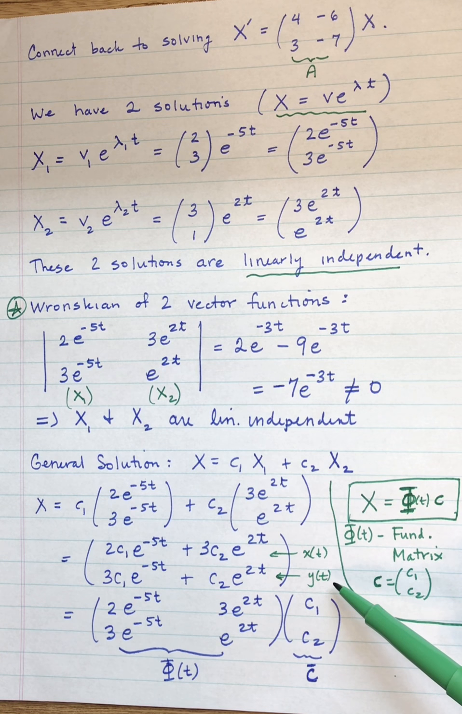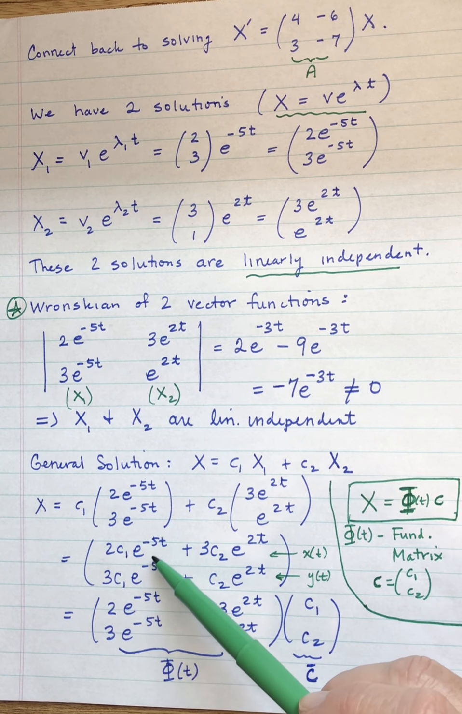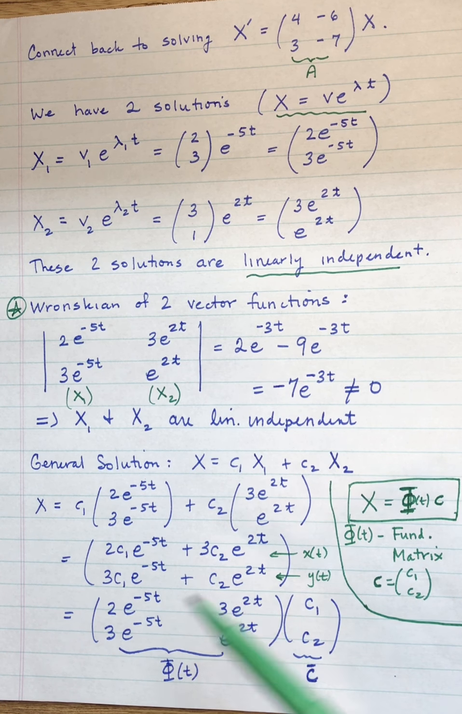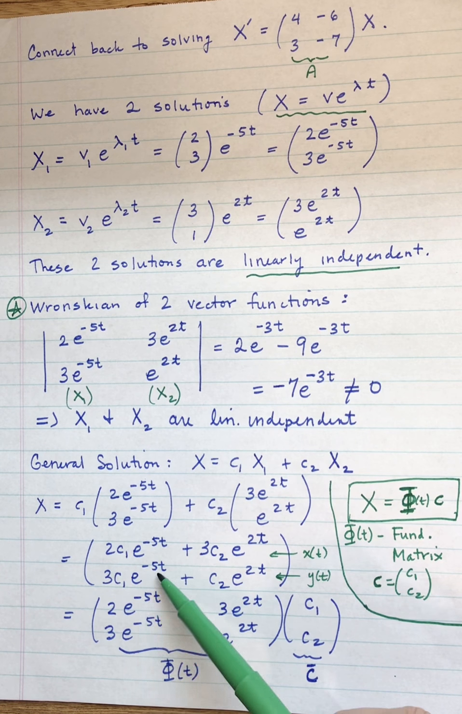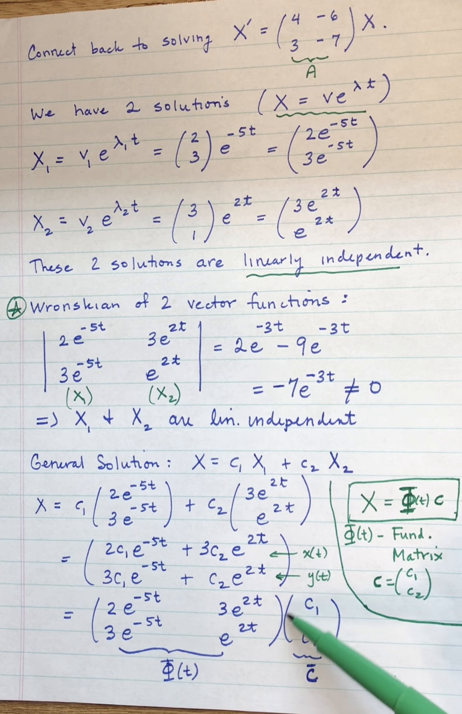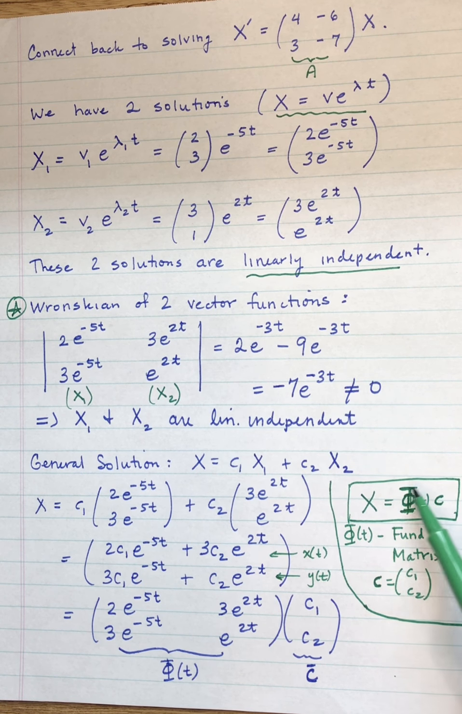You could further rewrite it in terms of a matrix times a vector of constants by just taking everything that has the exponential part, the 2e to the minus 5t, the 3e to the 2t, place those there. Do the same thing here, 3e to the minus 5t, e to the 2t, and then just multiply that by a column of constants. This matrix here is called the fundamental matrix, and this C is just a column of constants. And so another way to write your solution, X is the fundamental matrix times this column of constants.